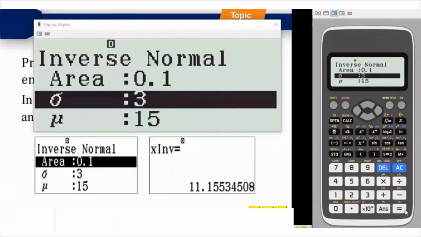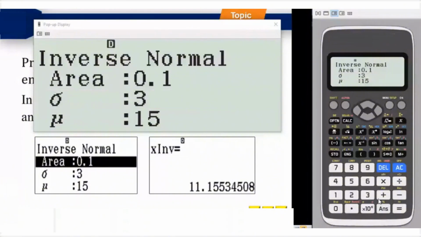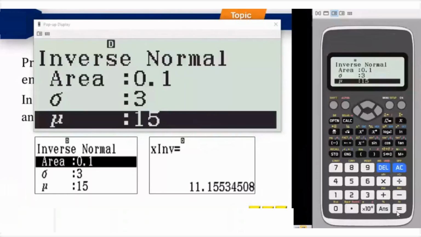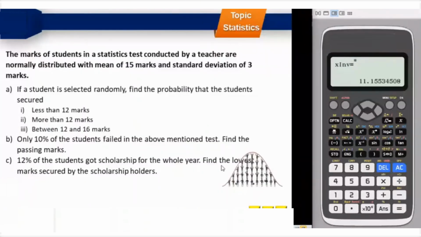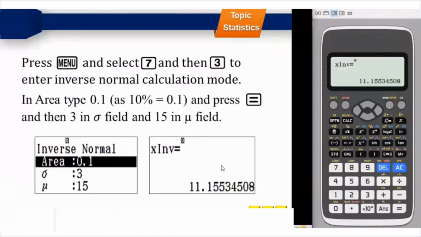Since we are following the same question, your standard deviation is 3 and your mean is 15. When you press equals to, you will get the desired answer. That is 11.155. So the question was, if 10% of the students failed the test, find the passing marks. Passing marks are 11.155. I hope this is clear.